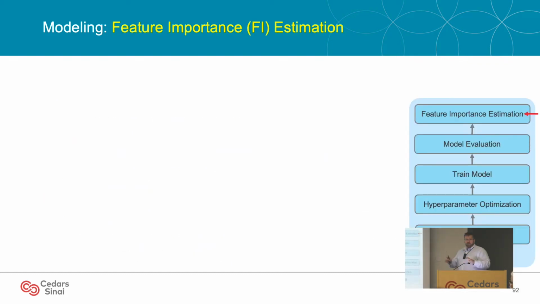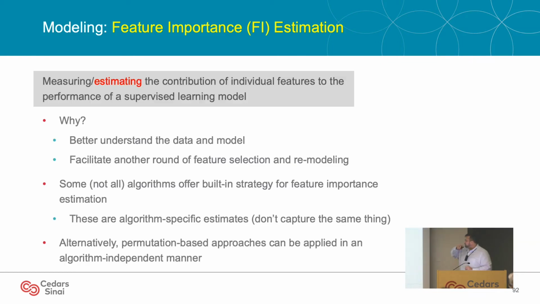All right, so we talked about model evaluation, and we're going to end modeling talking briefly about feature importance estimation. So here, we're talking about measuring or estimating the contribution of individual features from your data set to the performance of your supervised learning model. This is a little different than feature selection, where you're early on before modeling, evaluating feature importance as a way to filter out features that you don't want to keep. Now we're asking, once we've made this model, what features are driving the accurate predictions?